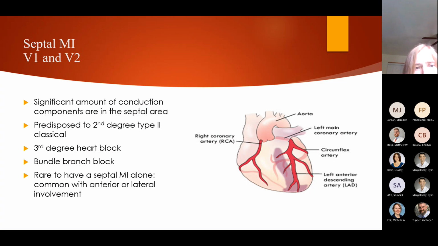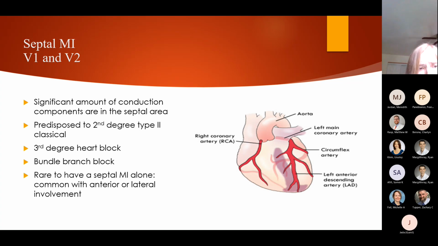Septal wall MI. A significant amount of the conduction component is in the septal area. So you expect high degree blocks, bundle branch blocks too. And as I said, it's very rare you see only septal MI. It comes with anterior or lateral involvement.